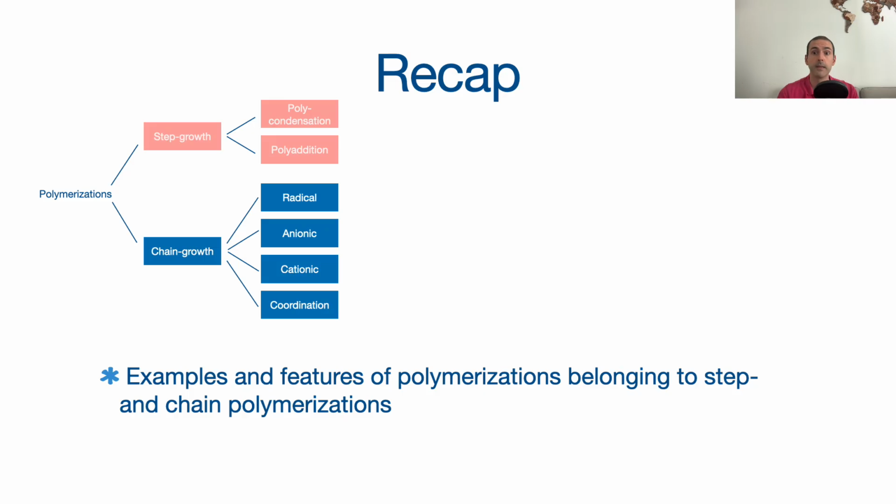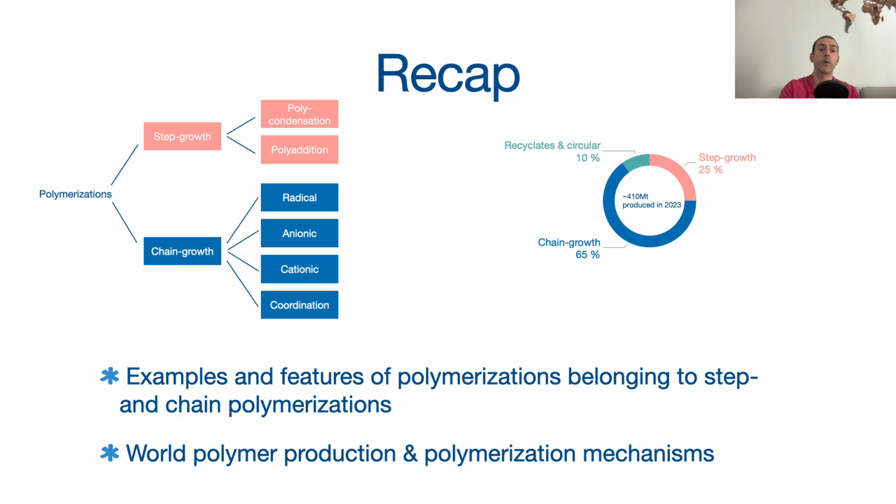Do you remember? We discussed the different lifetime of the chains and saw how only coordination polymerization offers a way to produce stereoregular polymers. Finally, we quantified the relevance of the mechanisms with respect to the total plastic produced and saw that chain growth dominates. Well, that's all for now.